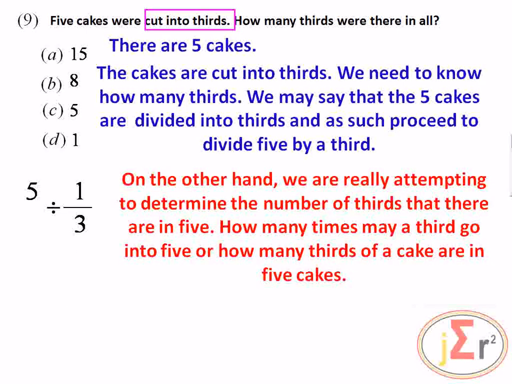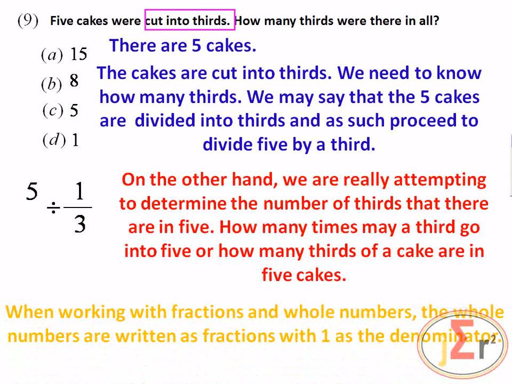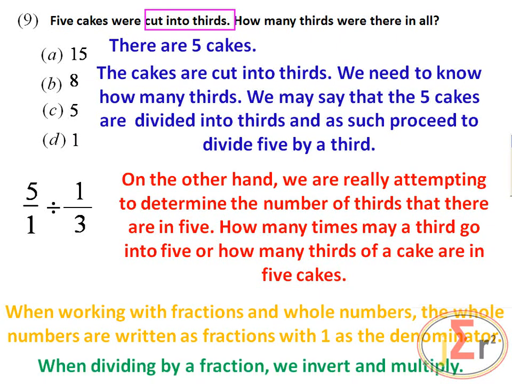5 divided by 1/3. When working with fractions and whole numbers, the whole numbers are written as fractions with 1 as the denominator. And what do we do next? Invert. When dividing by a fraction, we invert and multiply.